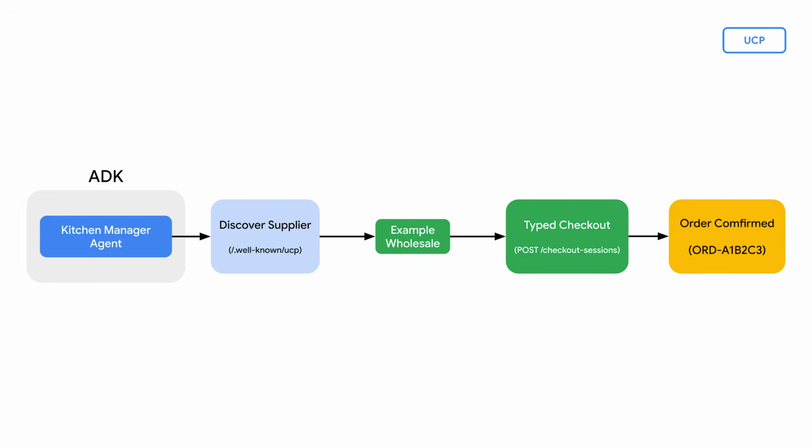For our kitchen manager agent, this means discovering the supplier's catalog, placing a typed order for 10 pounds of salmon, and then getting back a confirmed order number. The agent goes from supplier discovery to a completed checkout through a structured set of steps.